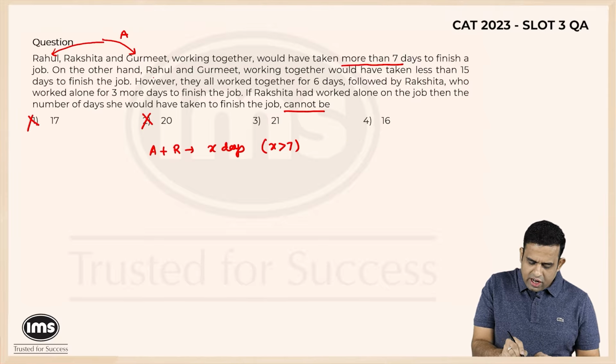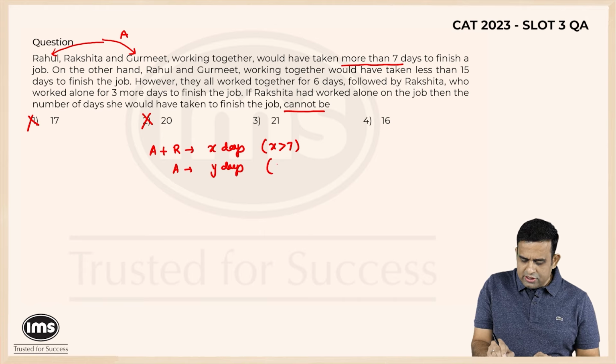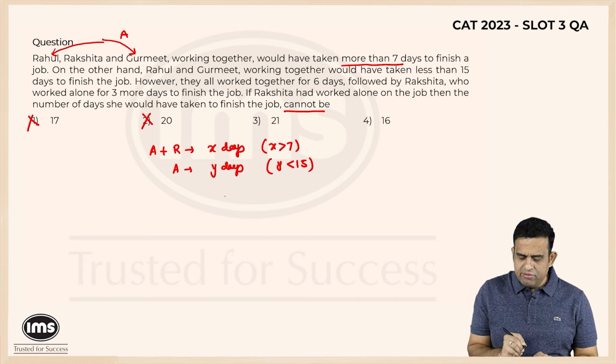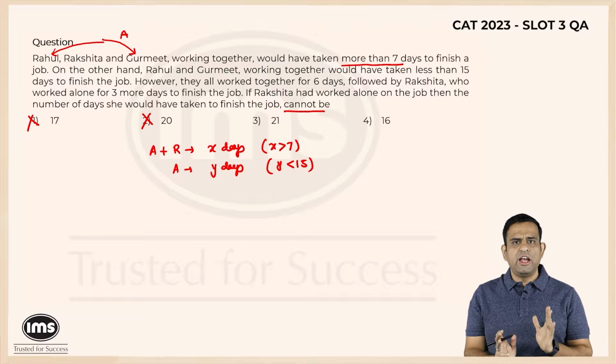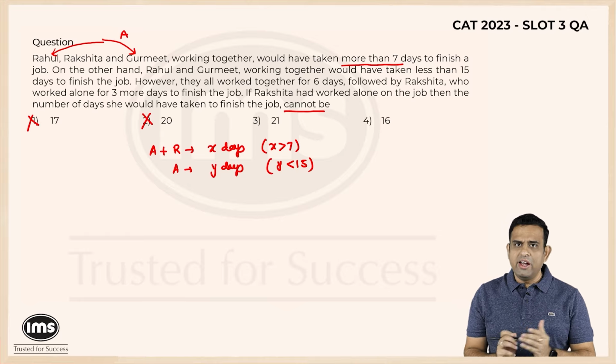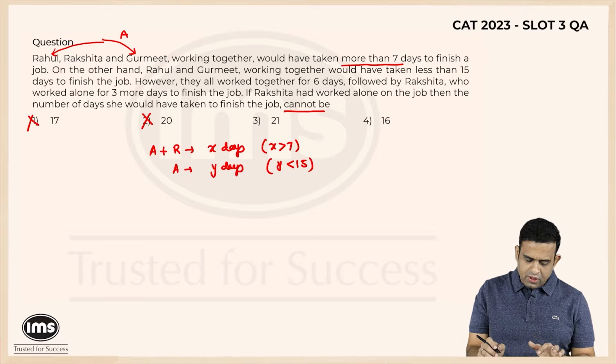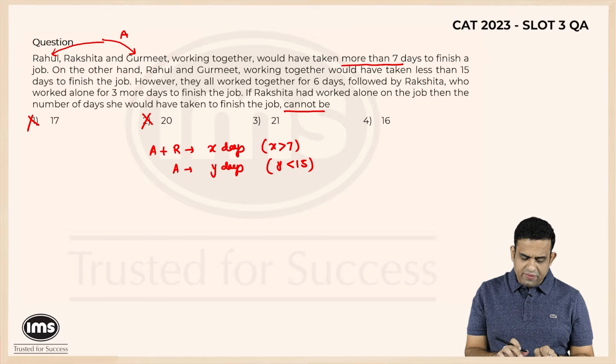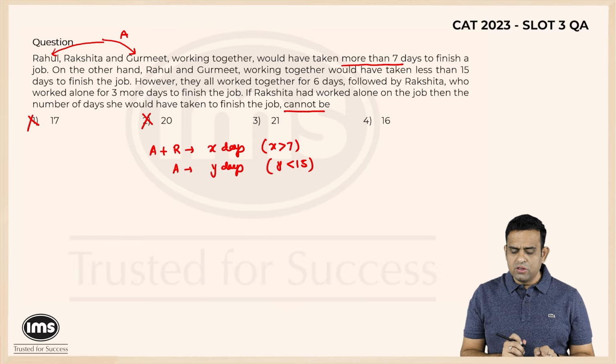On the other side, Rahul and Gurmeet, which is the group A, will take, let's say, a Y number of days, where this Y needs to be less than 15. So these are my 2 conditions. X needs to be more than 7 and Y needs to be less than 15. Now, in this particular case, they have given, however, they all 3 worked for 6 days.